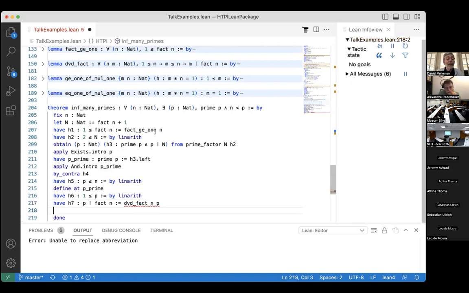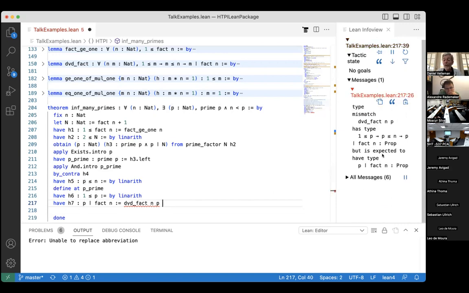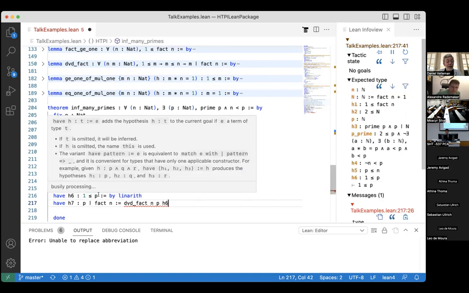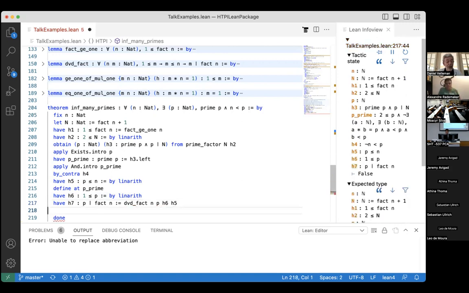No, it's not. That only tells me, actually, I can probably see it over here. What I've proven so far is simply that if one is less than or equal to P, then if P is less than or equal to N, then P divides. And so I have to apply H6, the fact that one is less than or equal to P, and H5, that P is less than or equal to N. There we go.